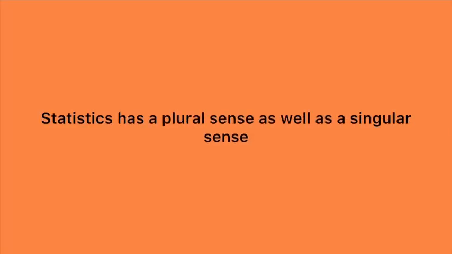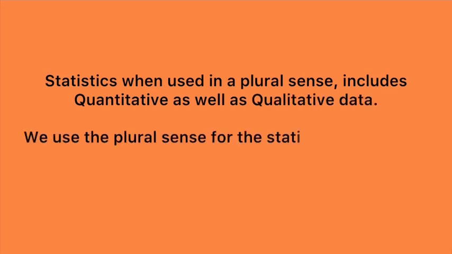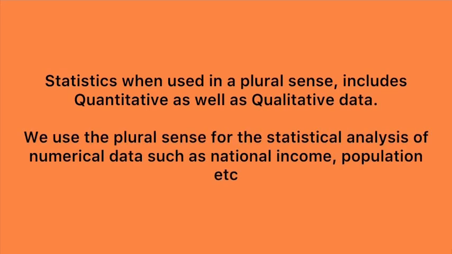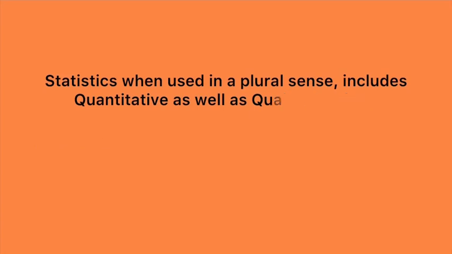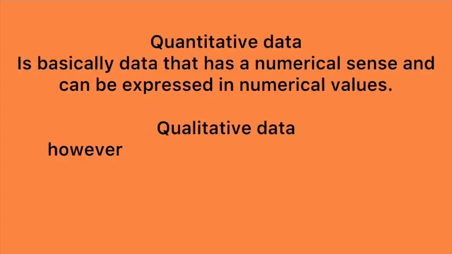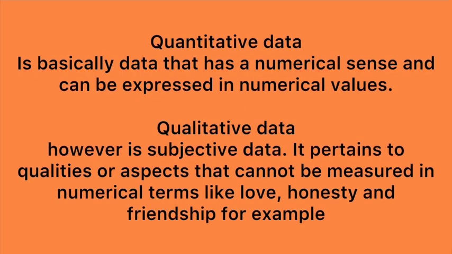Statistics has a plural sense as well as a singular sense. When used in a plural sense, it includes quantitative as well as qualitative data. We use plural sense for the statistical analysis of numerical data, national income and population, for example. Quantitative data is basically data which has a numerical sense and can be expressed in numerical values. Qualitative data, however, is subjective. It pertains to qualities that cannot be measured, like friendship and love.